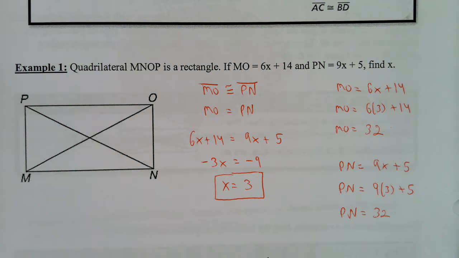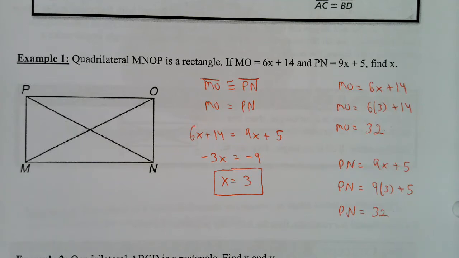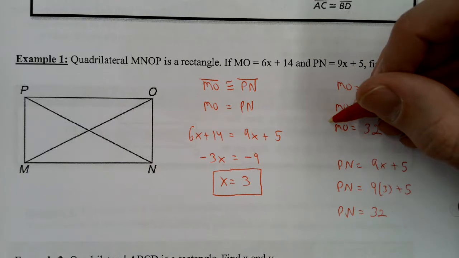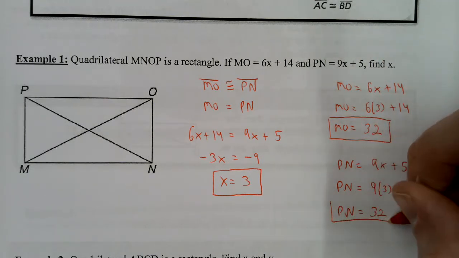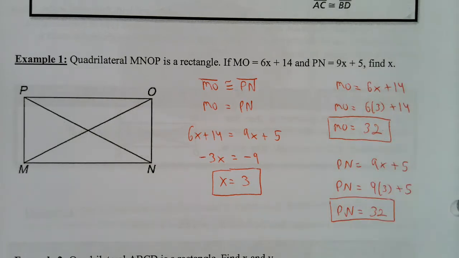That's a way to check over your work. But on a quiz, I might just ask you for the diagonals as well, if I were to give you that problem. I'll circle each of these just because in the future I may just ask you for those.